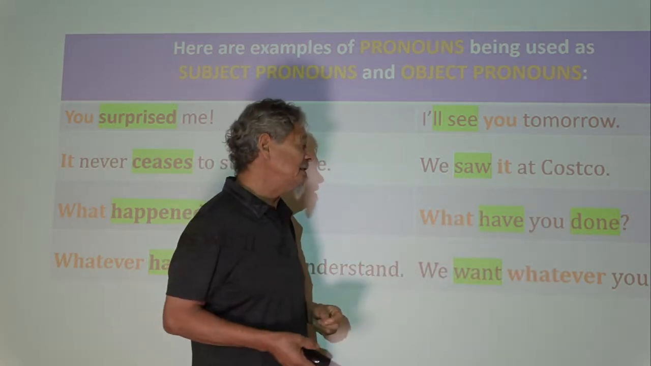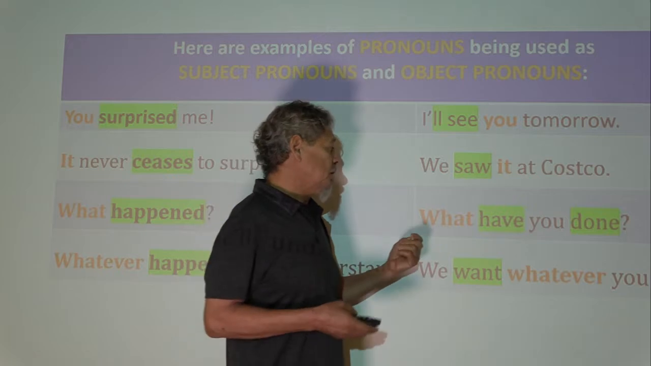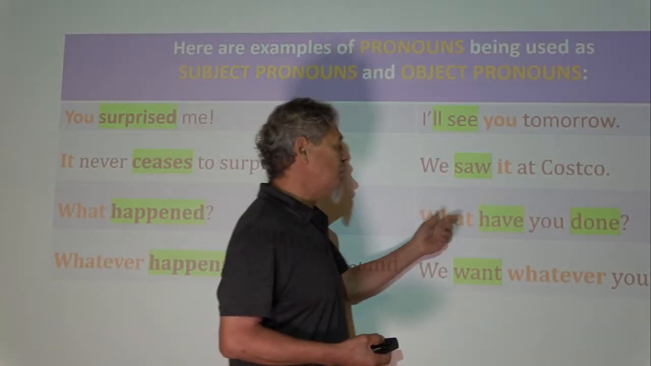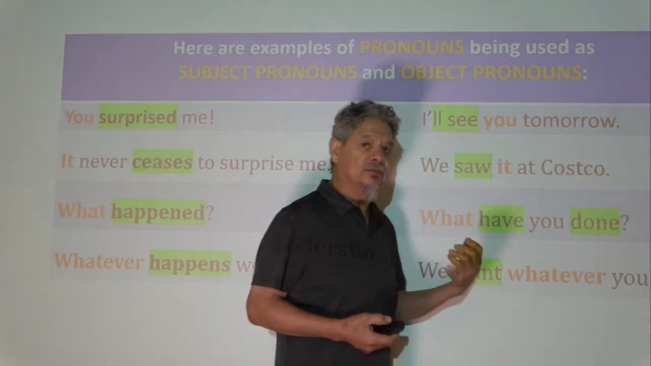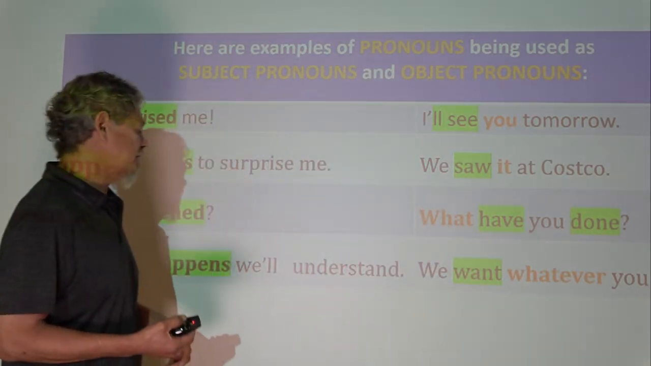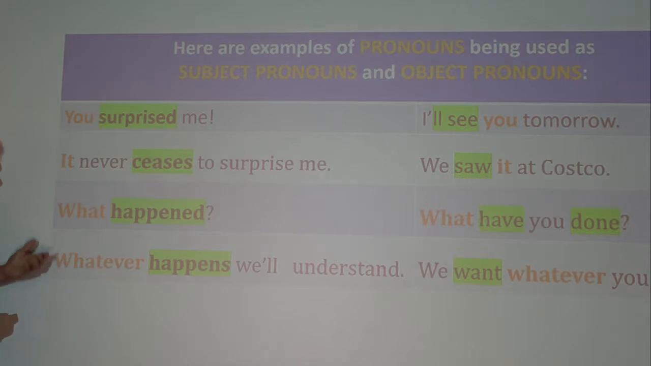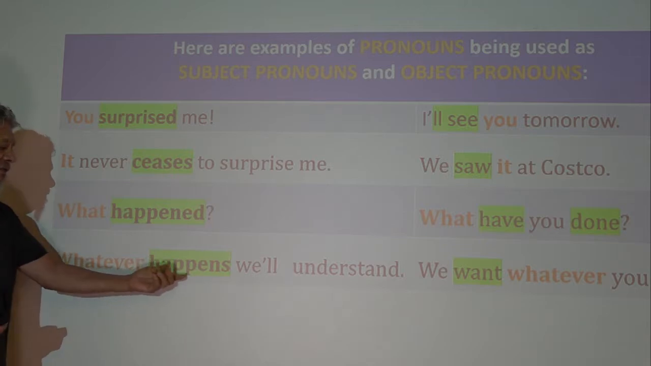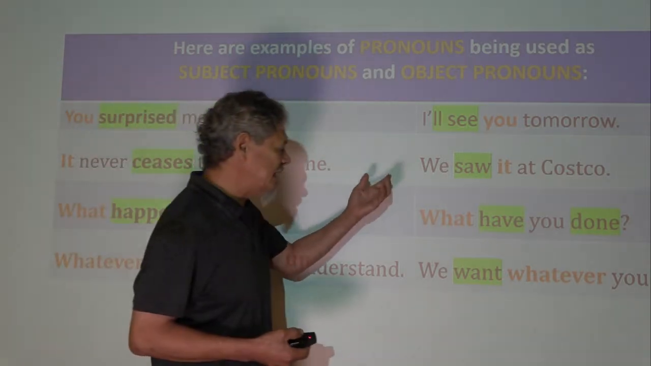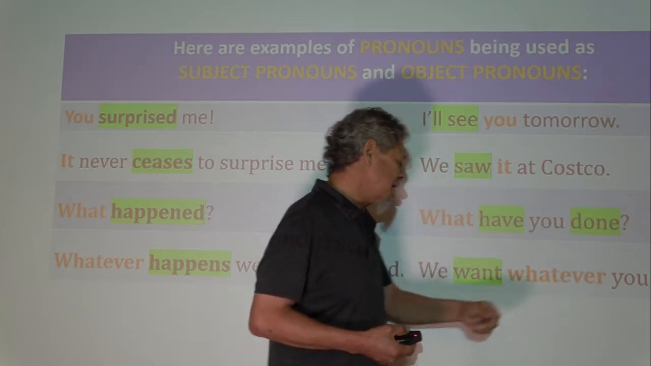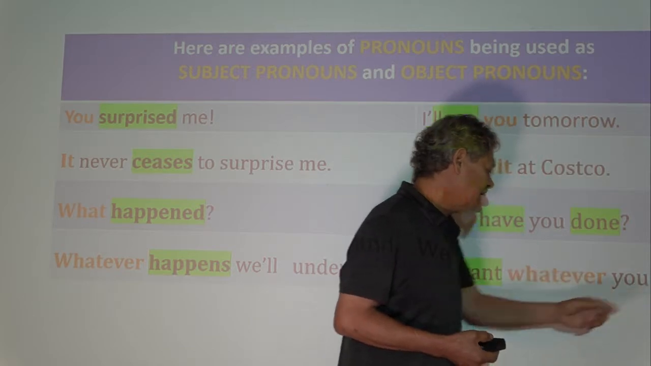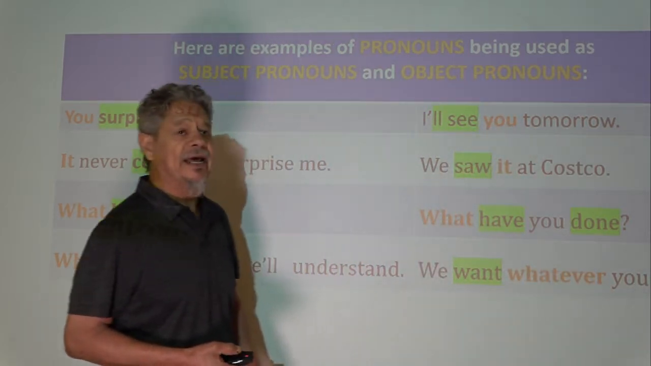If I change the question a little bit and say, you have done what? Then you can see what would be at the end. You have done what? And it would be more clearly seen as an object. If we say, whatever happens, we'll understand. Whatever is the subject with the verb happens. But if we say, we want whatever you want, this is the subject of this verb, this is the subject of this verb, and we have whatever being used as an object.